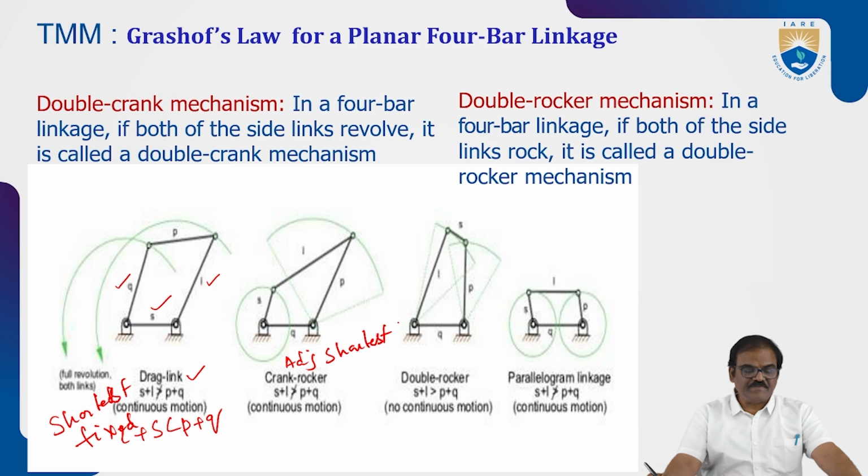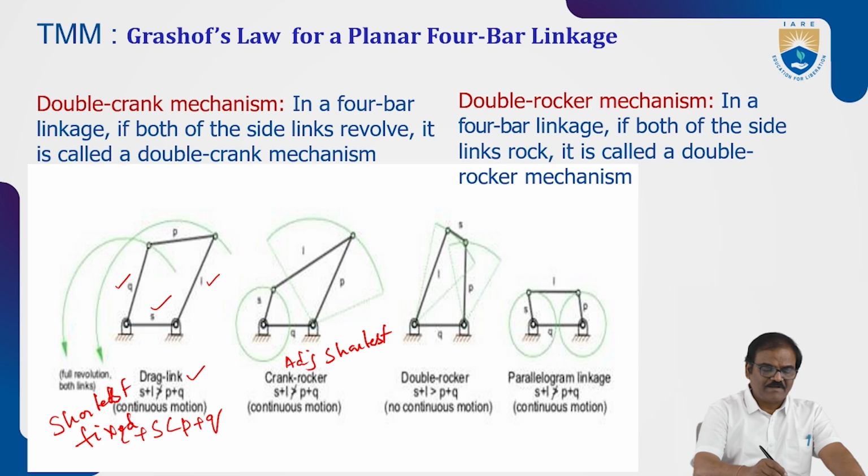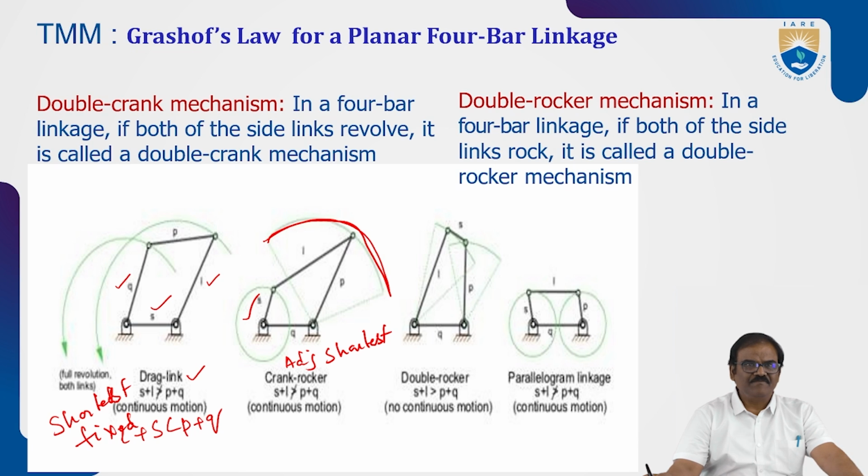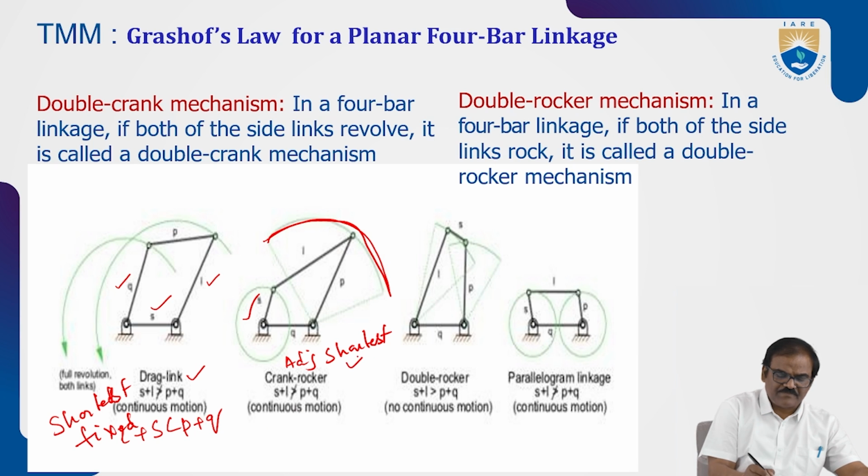If the link adjacent to the shortest is fixed, the shortest can make a complete revolution and the link P will oscillate and give the maximum rocking. That is nothing but it will act as a lever. Okay, wherein S becomes the crank, P becomes the rocker and L becomes the coupler. So this is a crank rocker mechanism. Still, it holds, adjacent to shortest is fixed, and the mechanism holds good: L plus S is less than P plus Q.